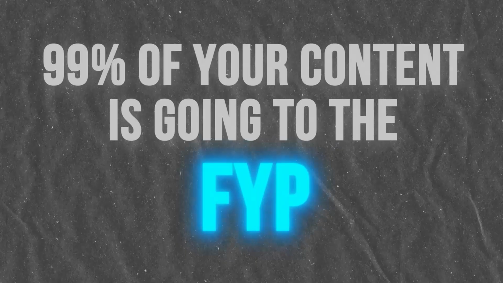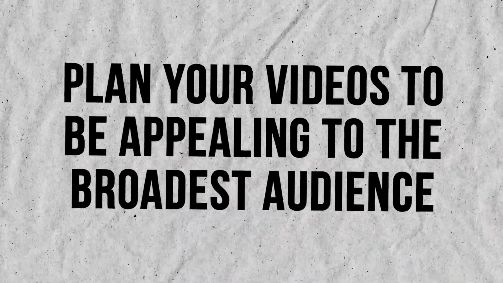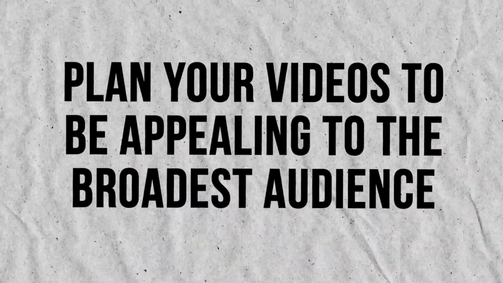And the first thing that you need to know about the TikTok algorithm is that 99% of your content is going to the For You page, which means that it's not your followers that are going to see your content first, like what happens here on YouTube. It's probably going to be people that have never heard of you before and probably haven't seen your videos. So when you're planning your content, you need to keep that in mind, and you need to plan your videos in a way that's going to make them appealing even if they're being shown to complete strangers.